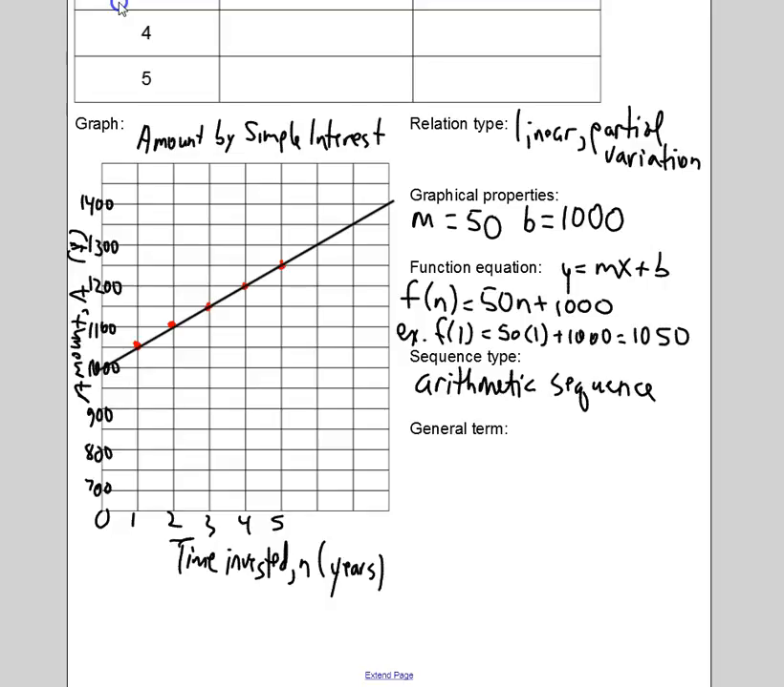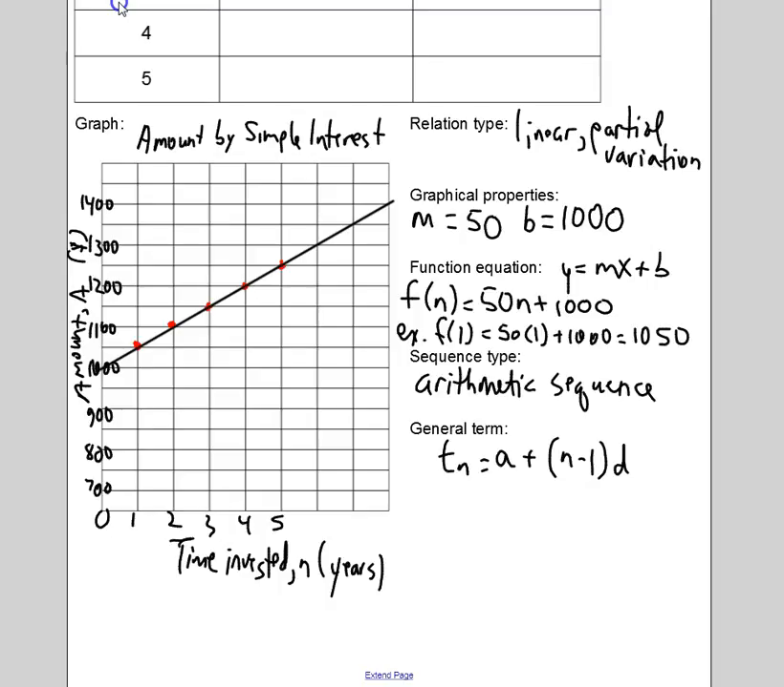All right, so it's an arithmetic sequence. We know that the general term for an arithmetic sequence is first term a plus 1 less than n multiples of the common difference. So what I want you to do now is, we've looked at the function equation. Now I want to generate a general term.